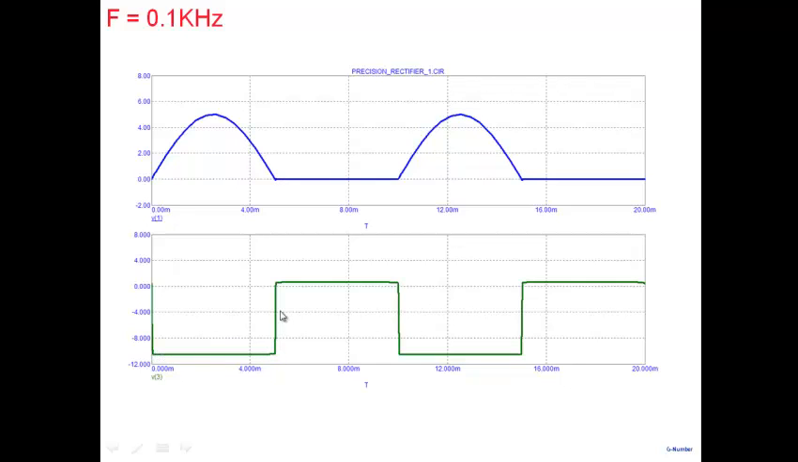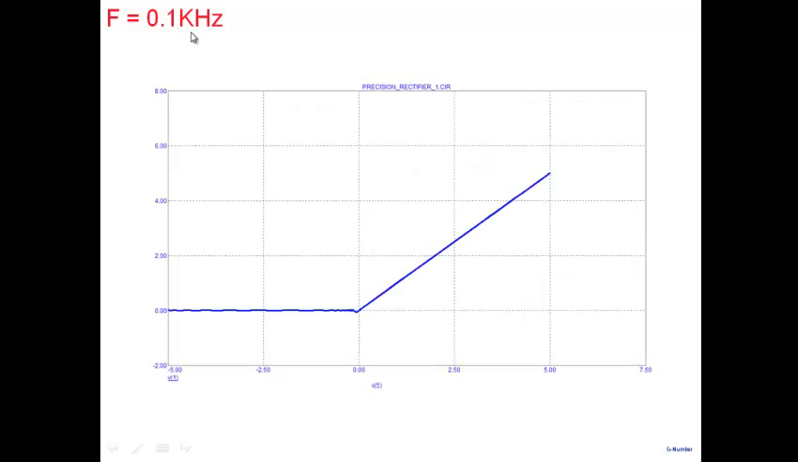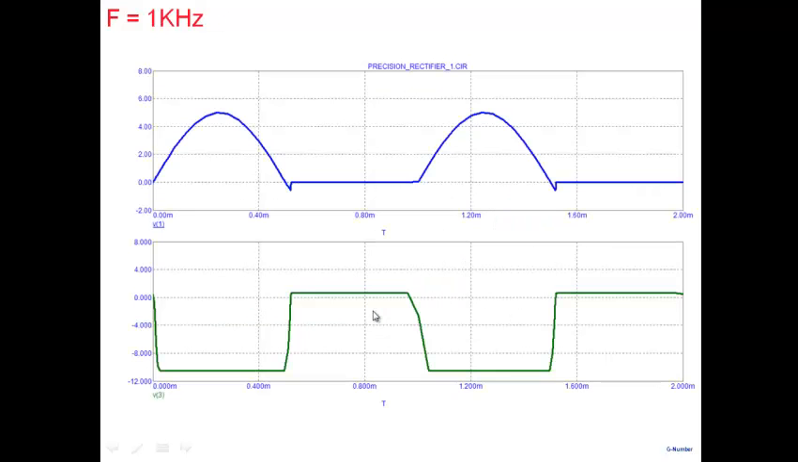We see the op-amp is able to make a transition from -11 to 0.7 or so nicely, because the frequencies are low, and so the op-amp is working fine here. Let's increase the frequency, and the transfer characteristics V0 versus Vin look fine here. Let's increase the frequency to 1 kilohertz.